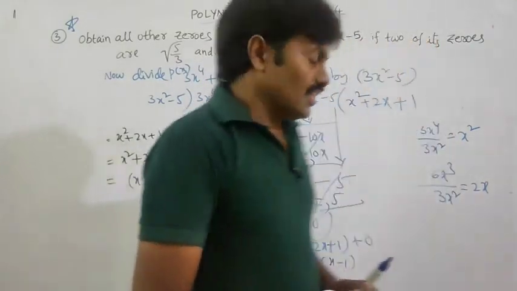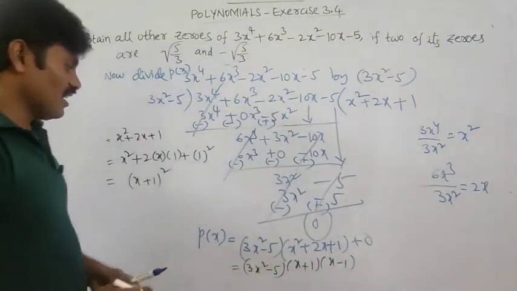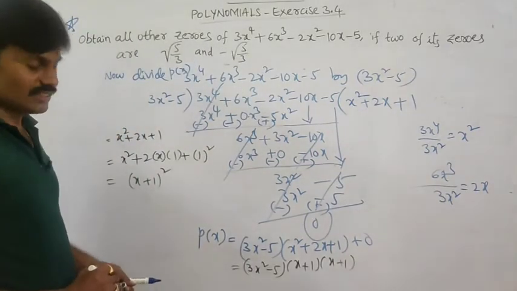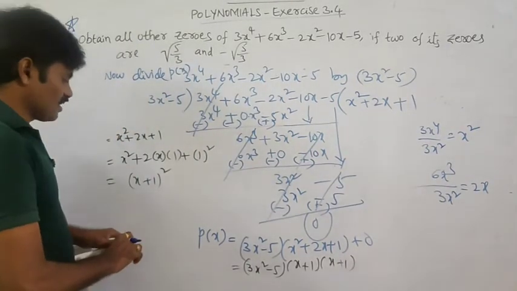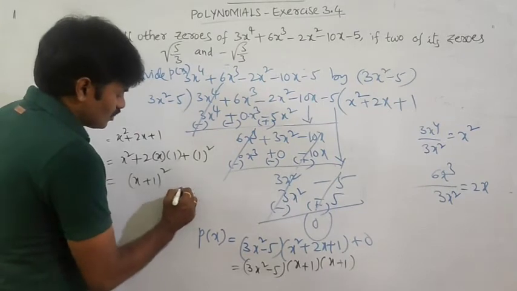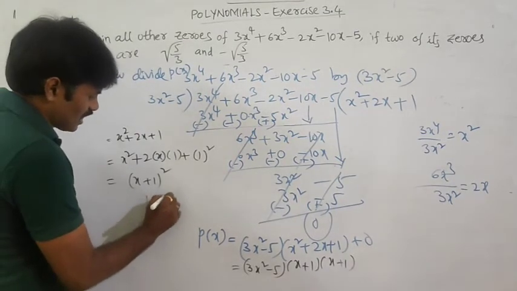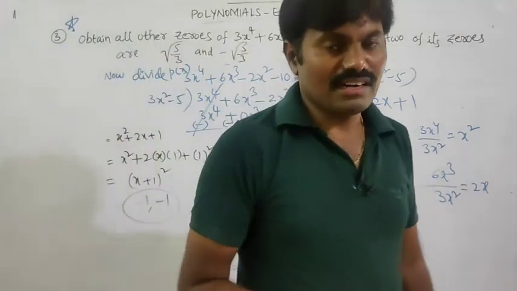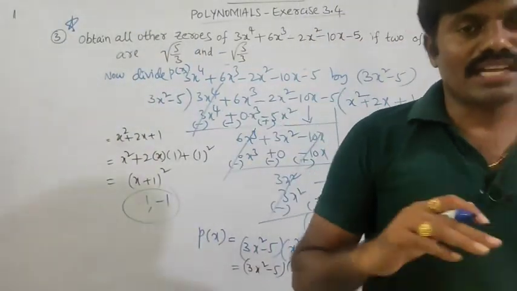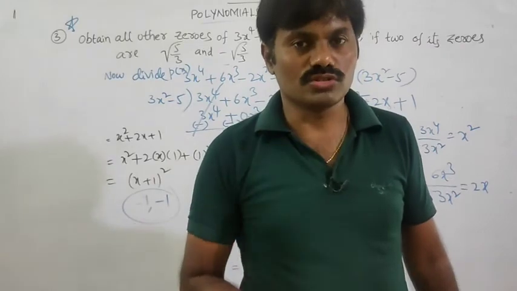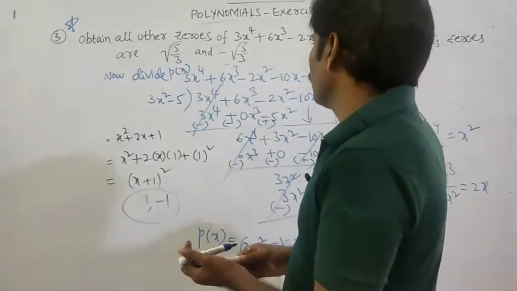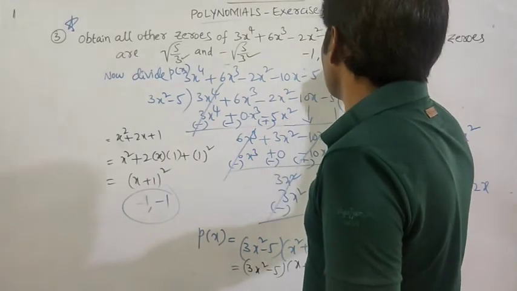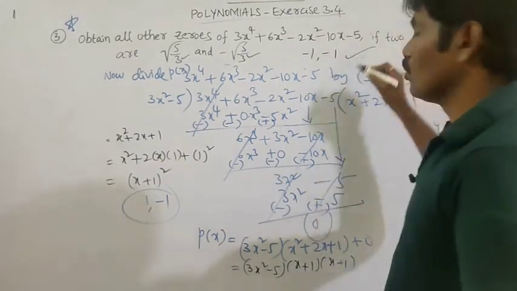Now what are the other two zeros they asked? I'm sorry, it is plus 1. What are the other two zeros they asked? x + 1 and x + 1 are the factors, so the other two zeros are -1, -1. Since x + 1 is a factor and also x + 1 is a factor, -1, -1 are the other two zeros. Totally, along with these two, -1, -1 are the other two zeros.